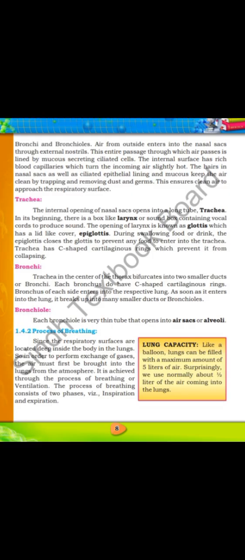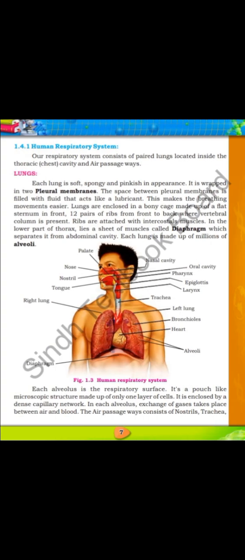Now come to the bronchiole. Dear students, each bronchiole is a very thin tube that opens into air sacs or alveoli. So it is the passage of the respiratory tract.